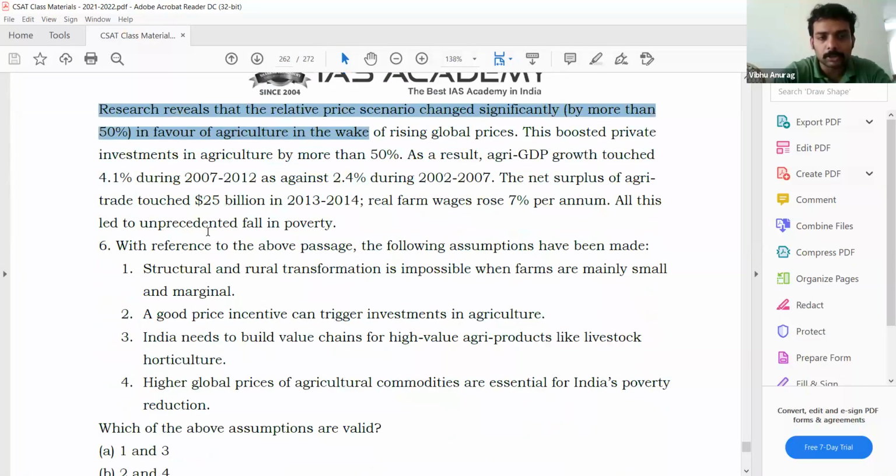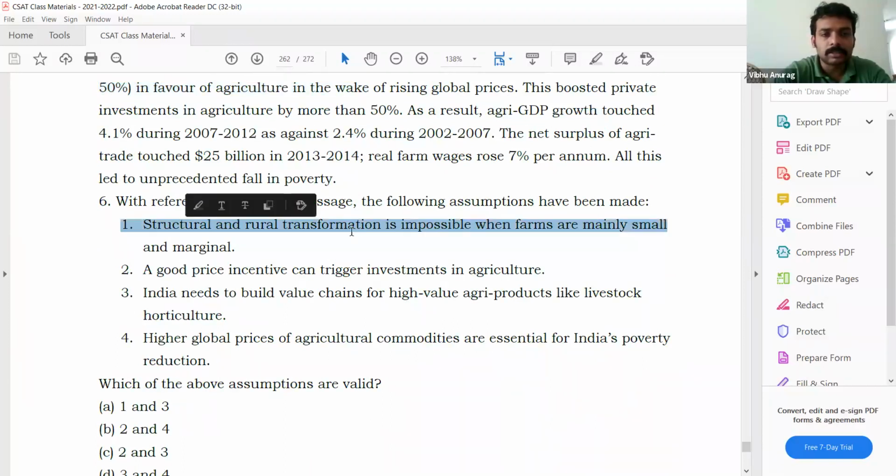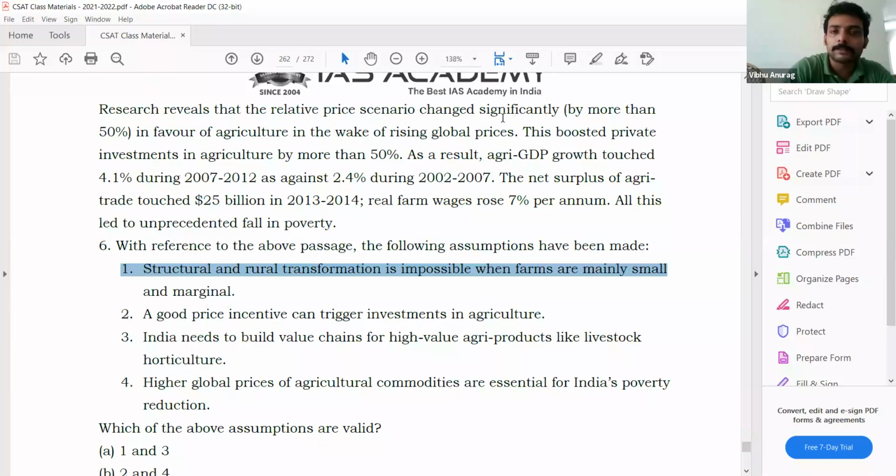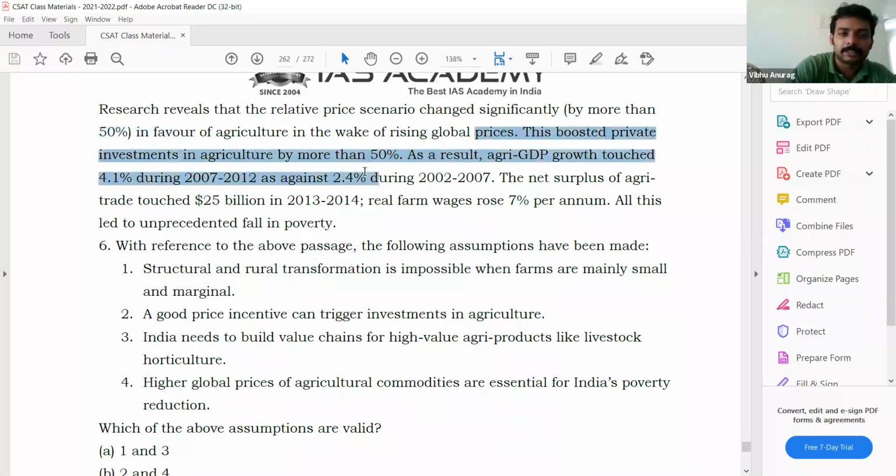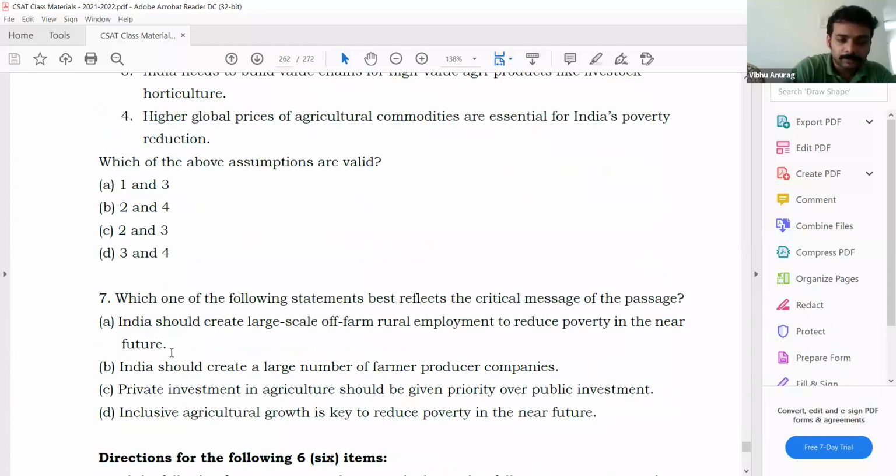Now, what does the author assume? Number one, structural and rural transformation is impossible when farms are mainly small and marginal. The author does not believe that, because it has happened in India. Transformation has happened even though the farms are small and marginal. So one is wrong. Second one, a good price incentive can trigger investments in agriculture. Yes, the author believes this. That's exactly what happened here. Price increased and this boosted private investment. So second one is correct.